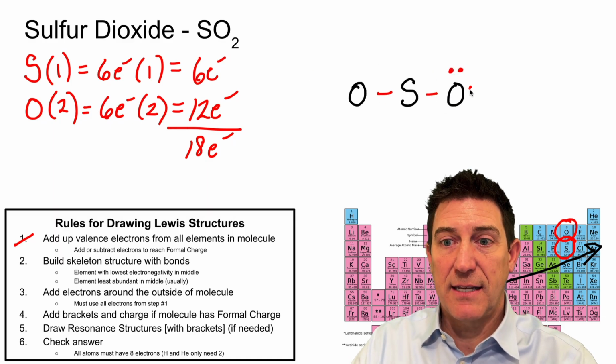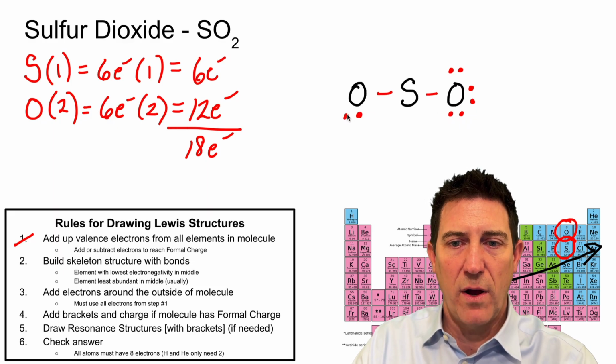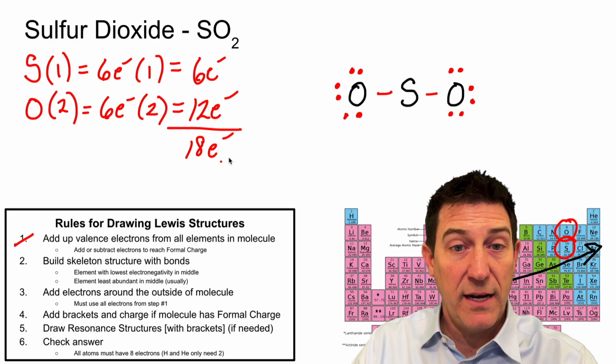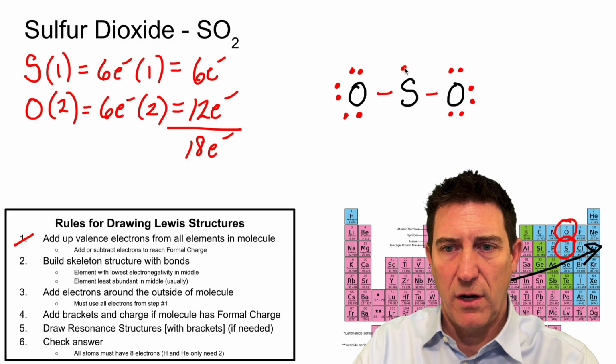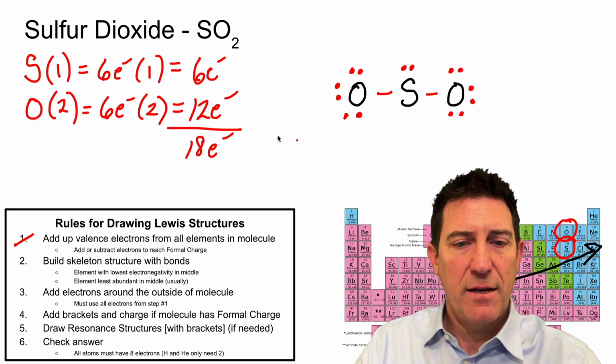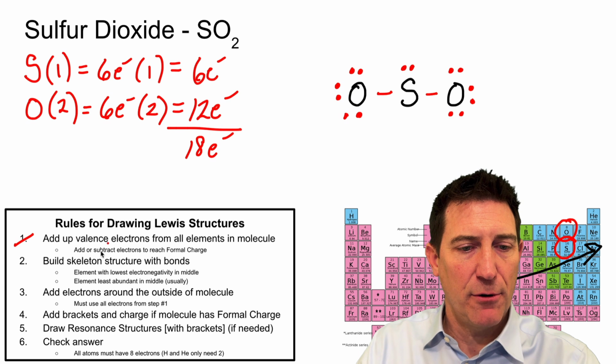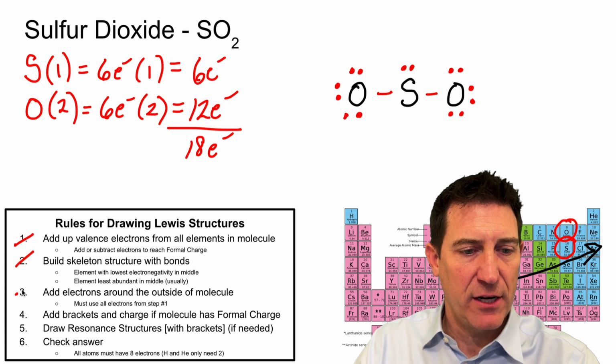5, 6, 7, 8, 9, 10. Let's go over here. 11, 12, 13, 14, 15, 16. I need to have 18, so let's go ahead and put 2 on here. Now I've used up 18, and I really hope that, sorry, I forgot to check these off.